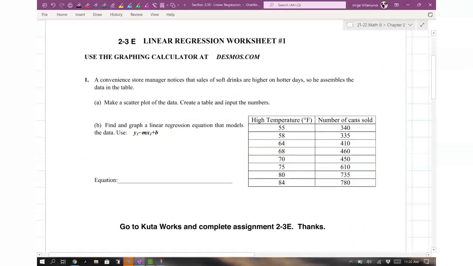So cans and temperature. So again, temperature will be X. The cans will be Y. Okay? So label that. So that's it. That's what your lesson is for today. Let the computer do all your work for you. All right? So I'm going to stop this and you guys can get started on your homework.